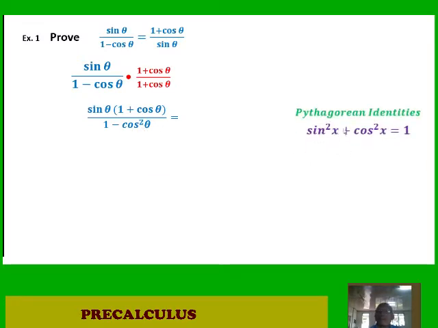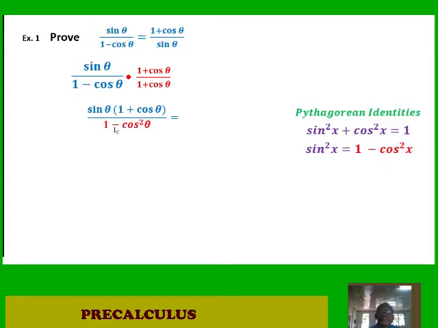So multiplying both numerator and denominator, sine theta times 1 plus cosine theta. In the denominator, we are multiplying the sum and difference of two binomials. So we have here 1 minus cosine squared theta. From the Pythagorean identities, we may solve for sine squared x. So this becomes negative cosine squared x when we transfer from left to right.